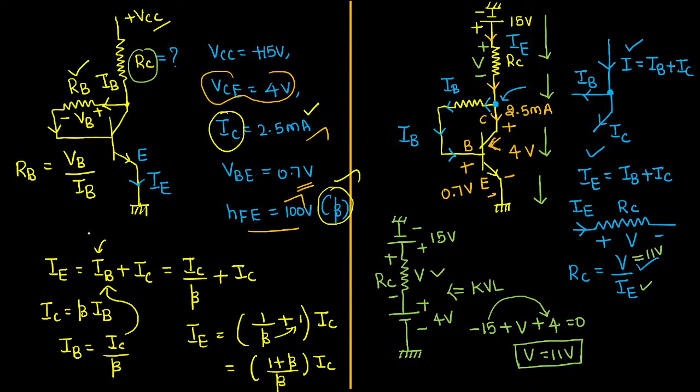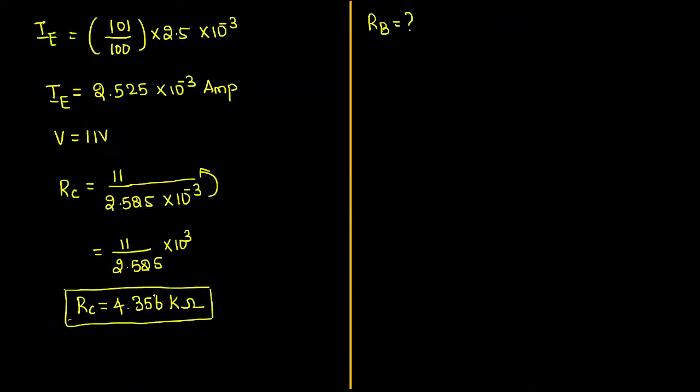How, sir? IB equals IC by beta. See, this is the relation. We know the value of IC, we also know the value of beta. So we can easily find the value of IB. How will you find out the value of VB then? To know the value of VB, you must apply KVL for this loop, the second loop. Shall we write the equation? Yes, let us continue now.